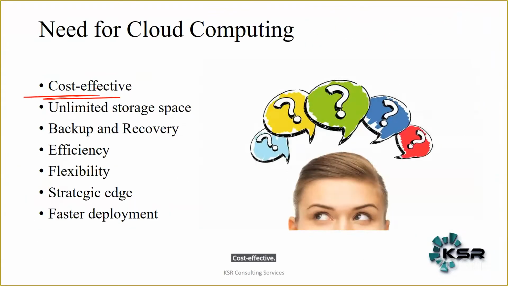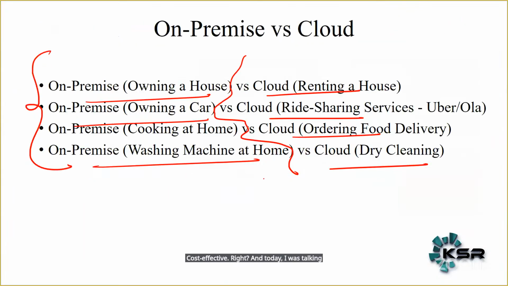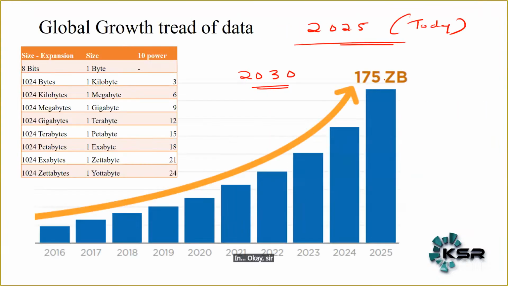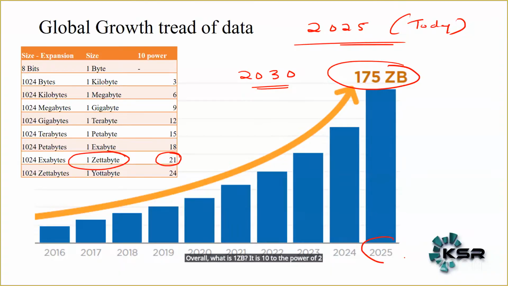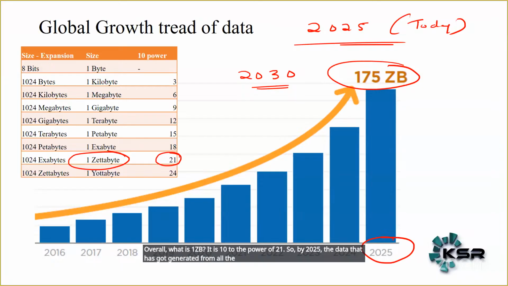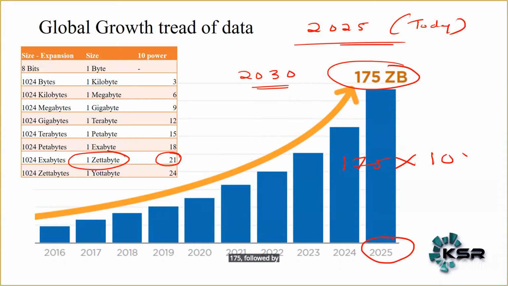Right? And today I was talking about 1 terabyte of data in KSR. Overall, we have 175 zettabytes of data. What is 1 zettabyte? It is 10 to the power of 21. So by 2025, the data generated by all the organizations and companies is 175 followed by 21 zeros. Now, where will I go and store all this?